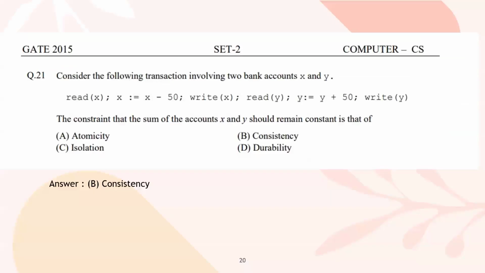Consider the following transaction involving two bank accounts X and Y. Read X; X := X minus 50; Write X; Read Y; Y := Y plus 50; Write Y. The constraint that the sum of the accounts should remain constant is that of consistency.